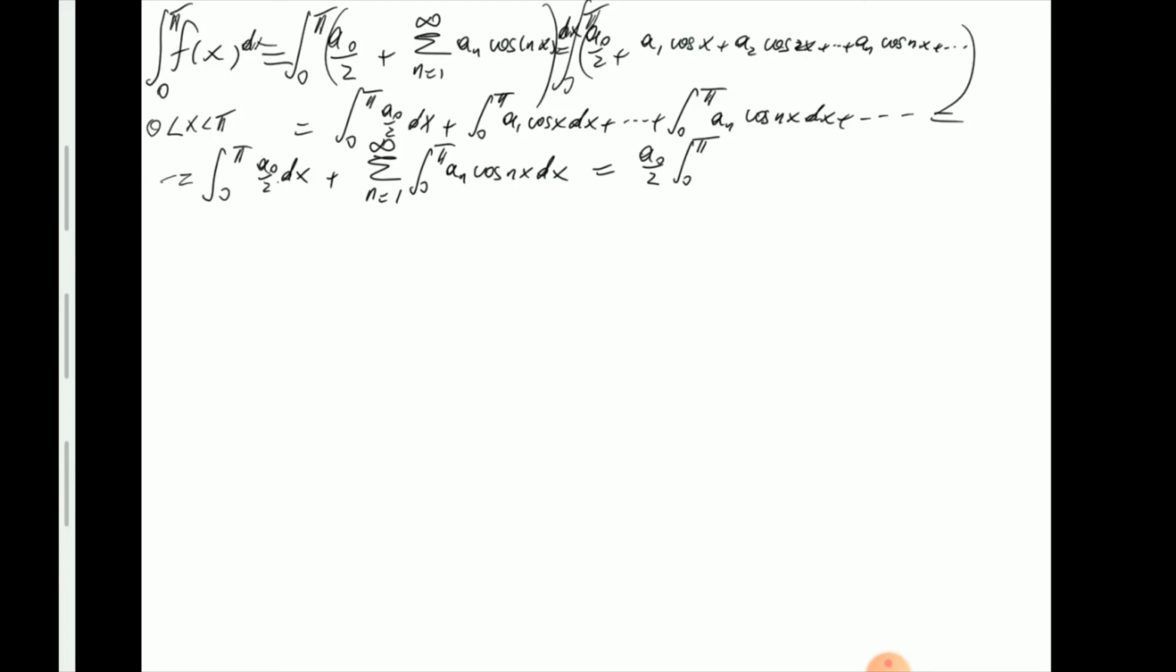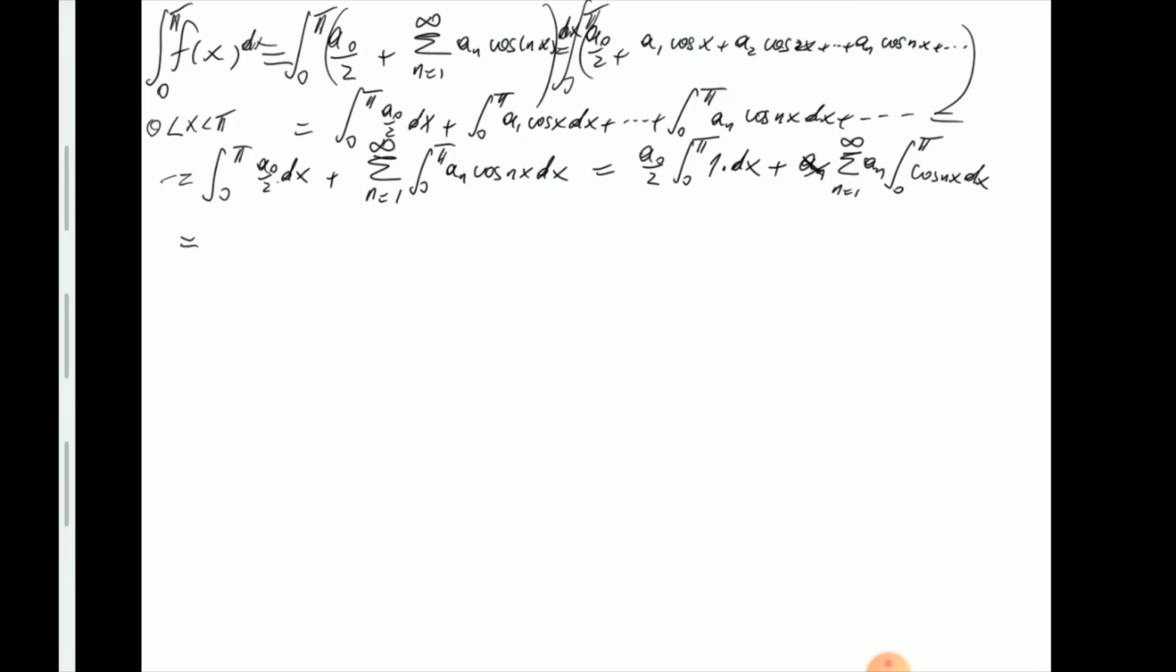So a naught over 2 outside the integral, and you're left with the integral from 0 to pi of 1 dx. And in the summation, I can pull an all the way outside the summation as a constant. Of course not, excuse me, that's a mistake. So outside the integral, because it still depends on n, 1, 2, 3, and so on. So you can pull it outside the integral.